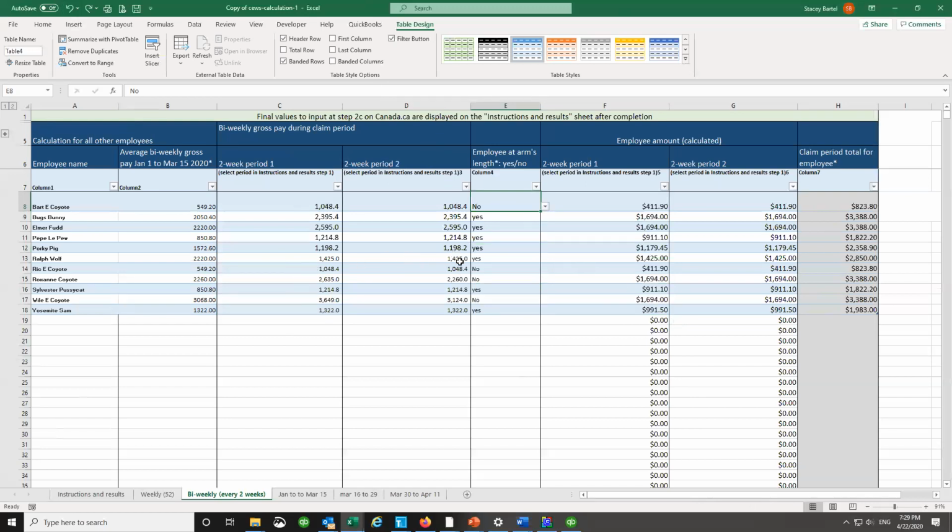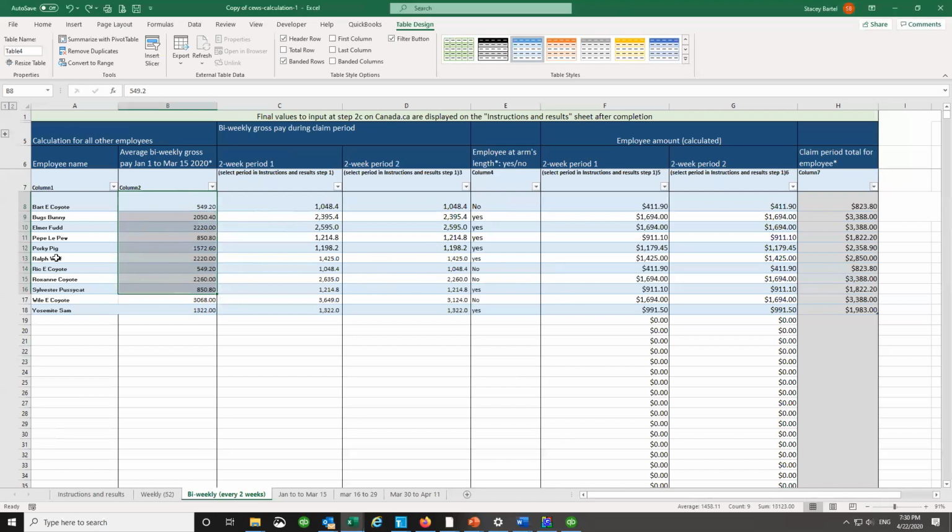Now I want to talk about another situation. So we've talked about 75% of 100% of the employees who did not receive a wage reduction. So we've actually talked about three things here. We've talked about guys like Elmer Fudd and Bugs Bunny. They are guys that exceed the maximum. They get the maximum 1694, or 847 every 2 weeks. Okay, pretty clear. We talked about the arm's length employees and how they're limited based off their pre-crisis salary. Now the last one, let's take a look at what's happened here.